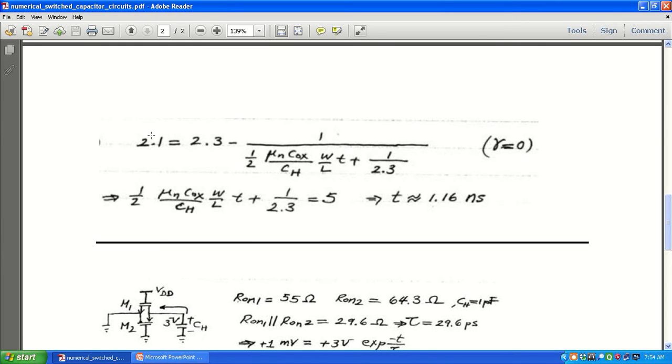Thus, in this case, in the equation Vout is 2.1, given. So you can substitute here 2.1 is equal to VDD minus VTH, which is 2.3 volts, minus 1 upon 1 by 2 μn Cox upon CH, W by L into t plus 1 by VDD minus VTH, which is 2.3. Now in this case, everything is known except t. So if you solve it, you will get t is nearly equal to 1.16 nanoseconds.